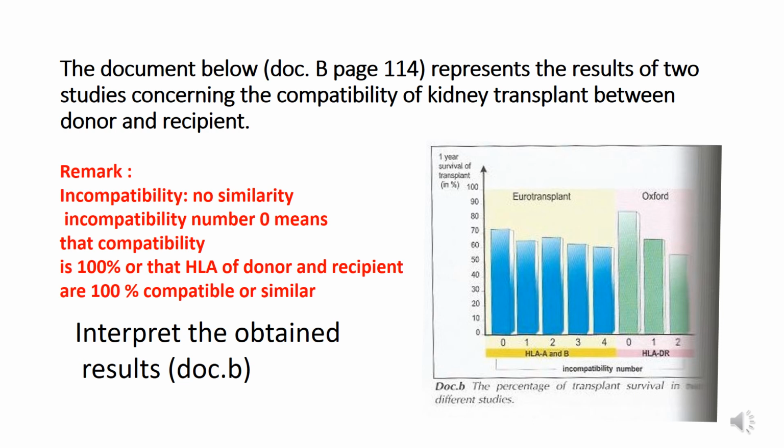Similarly, the study performed by Oxford shows that the percentage of graft survival is 85% when the incompatibility number is 0 concerning HLA-DR. However, when this number increases to 2, the percentage of graft survival decreases considerably and reaches 55%. Then, what does this mean? This means that the increase in the incompatibility of HLA between the donor and the recipient, especially regarding HLA-DR, reduces the percentage of success of the graft survival.